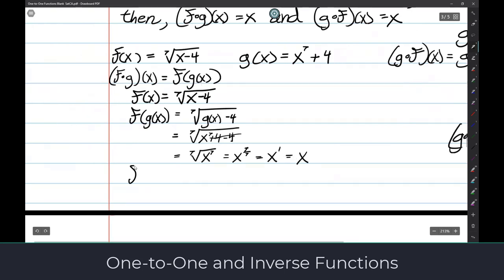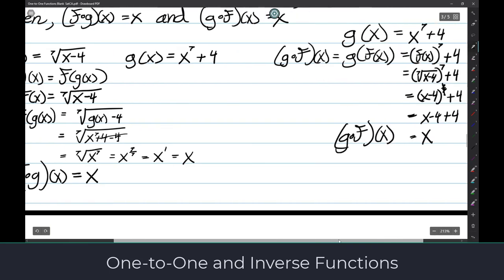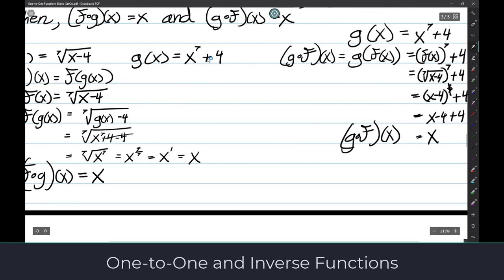So let me write that here. f circle g of x equals x. So we have proven beyond a shadow of a doubt that our two functions are indeed inverses of each other. I'm not going to ask you to do that, but that is part of it, just so you know, if you go on and take higher level classes. And I don't think we need to do it again.